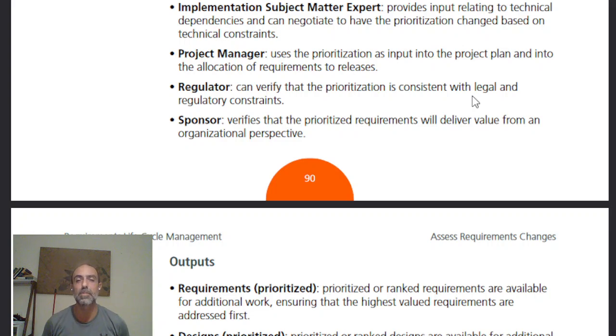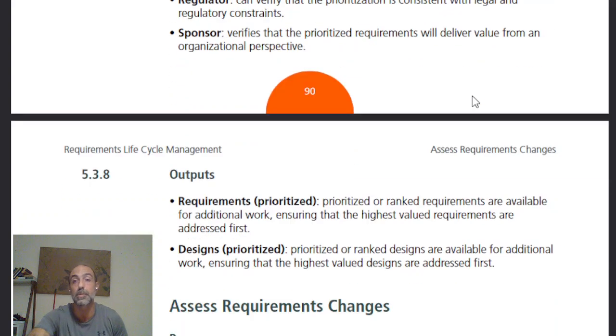A project manager uses the prioritization as an input to the project plan and into the allocation of requirements to release, and a regulator can verify the prioritization is consistent with legal and regulatory constraints, and a sponsor verifies the prioritized requirements will deliver value from an organizational perspective.